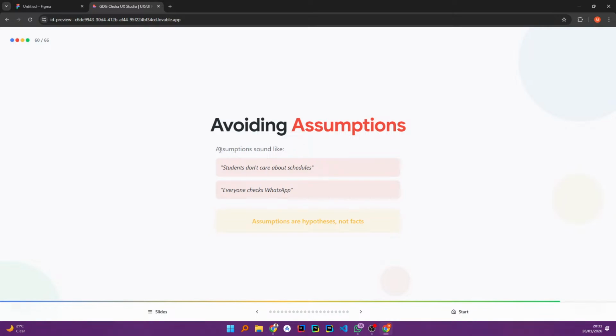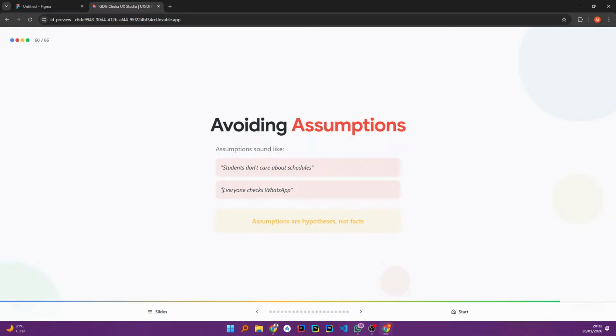So now, what do assumptions sound like? They sound like this. So you have this one here. Students don't care about schedules. So when a designer or a developer says something like this, then these are their own opinions. And remember, earlier on we said users are not designers or developers, because they sometimes overlook some things that users can find challenging.